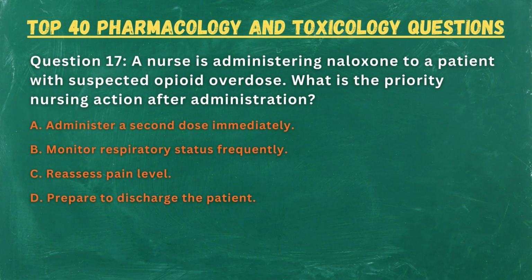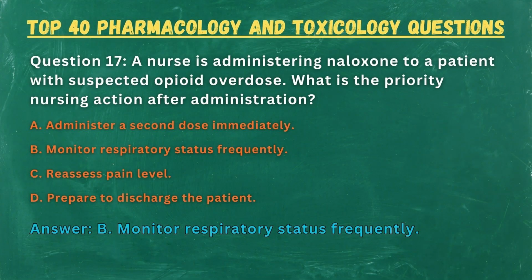Question 17. A nurse is administering naloxone to a patient with suspected opioid overdose. What is the priority nursing action after administration? A. Administer a second dose immediately. B. Monitor respiratory status frequently. C. Reassess pain level. D. Prepare to discharge the patient. Answer: B. Monitor respiratory status frequently.